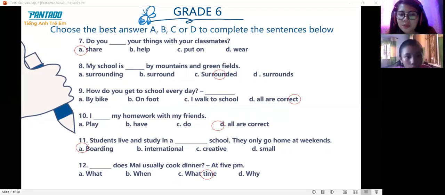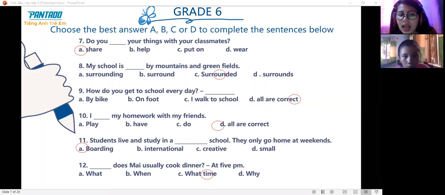Number eight, my school is surrounded by mountains and green fields. Can you pronounce surrounded? Surrounded. Very good. Number nine. How do you get to school every day? Okay, by bike. On foot, or I walk to school.